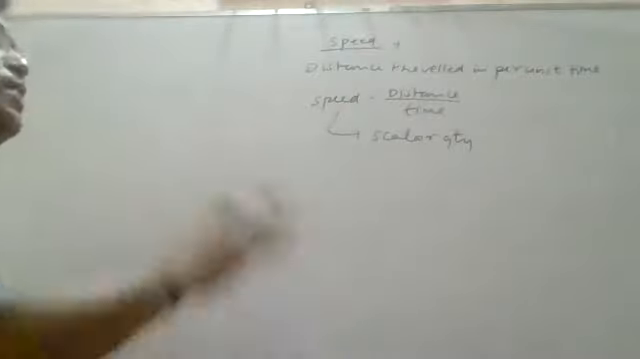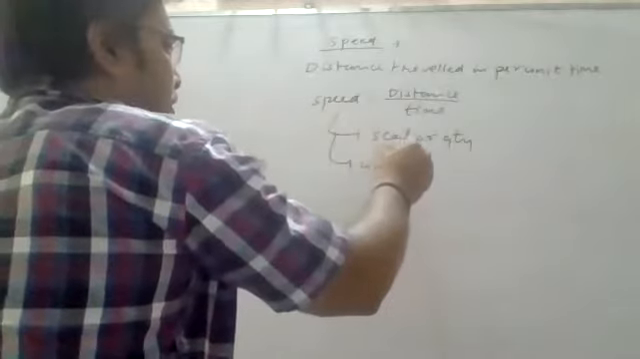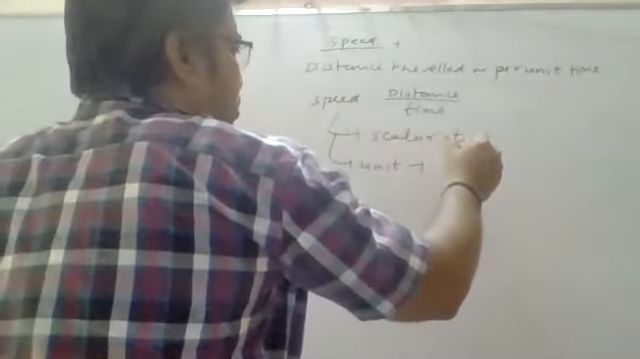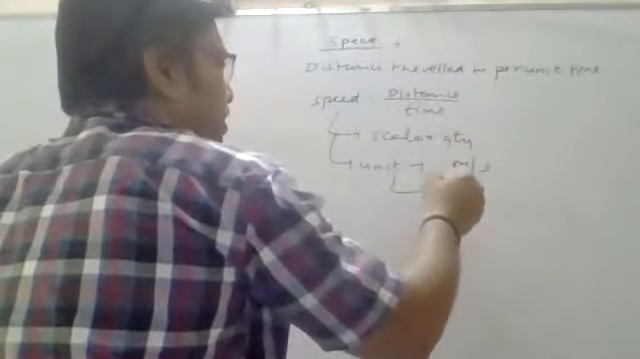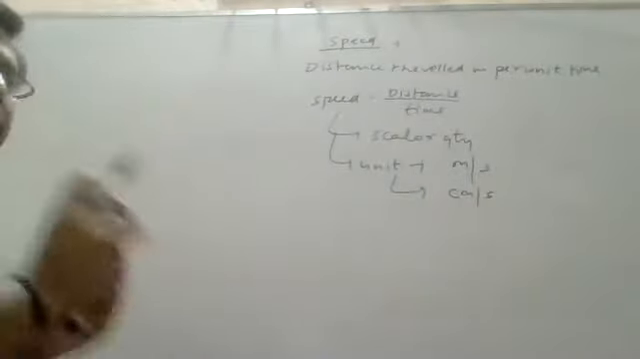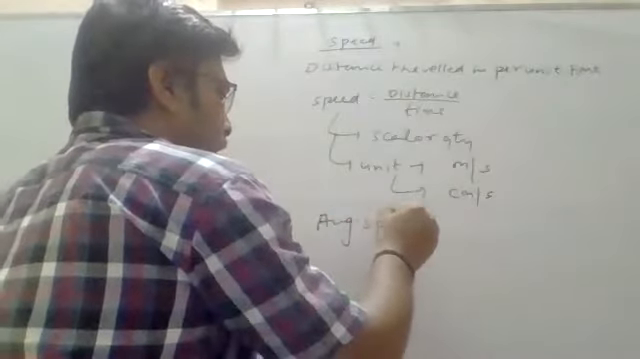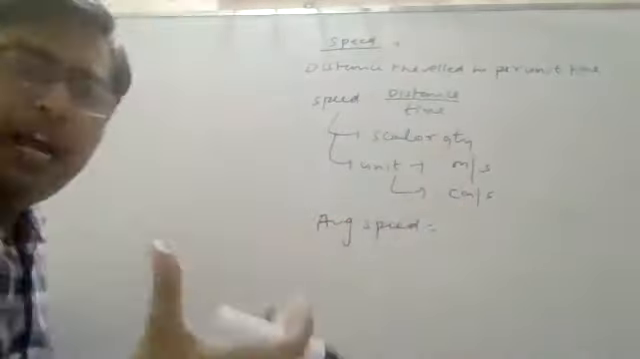And for a moving object, speed is also positive. For units, in the SI system, the unit is meter per second. In the CGS system, the unit is centimeter per second. Now in speed, there is one more fragment that I will term average speed.